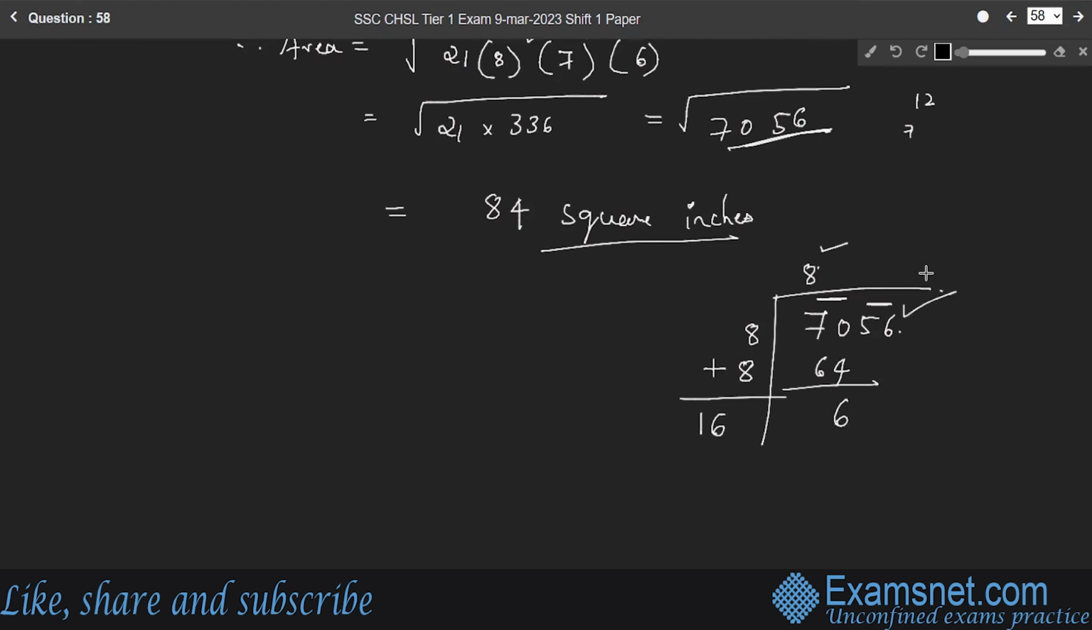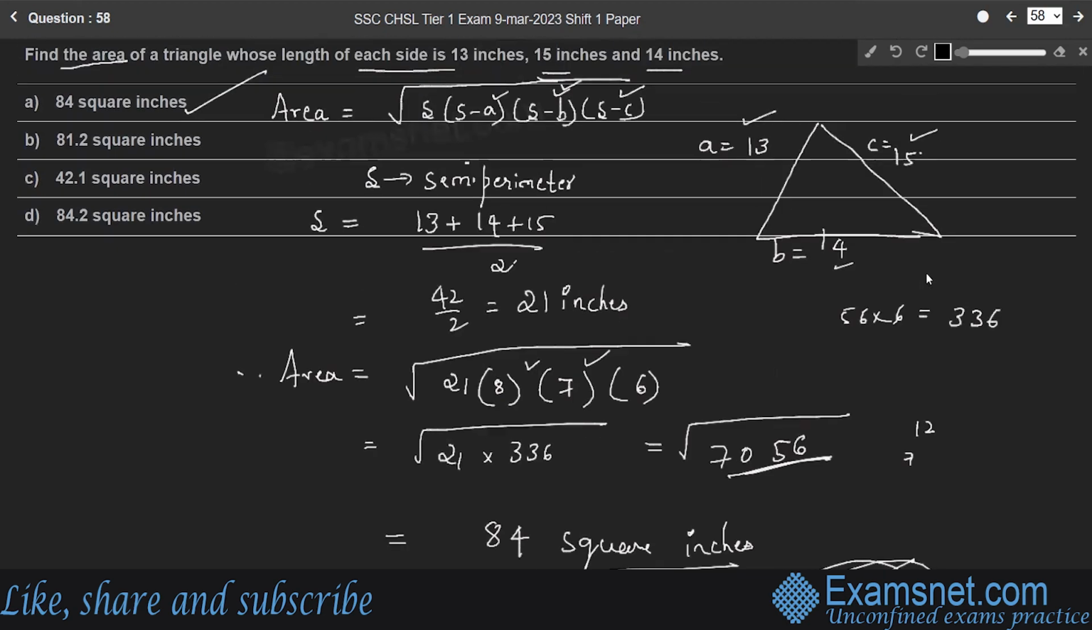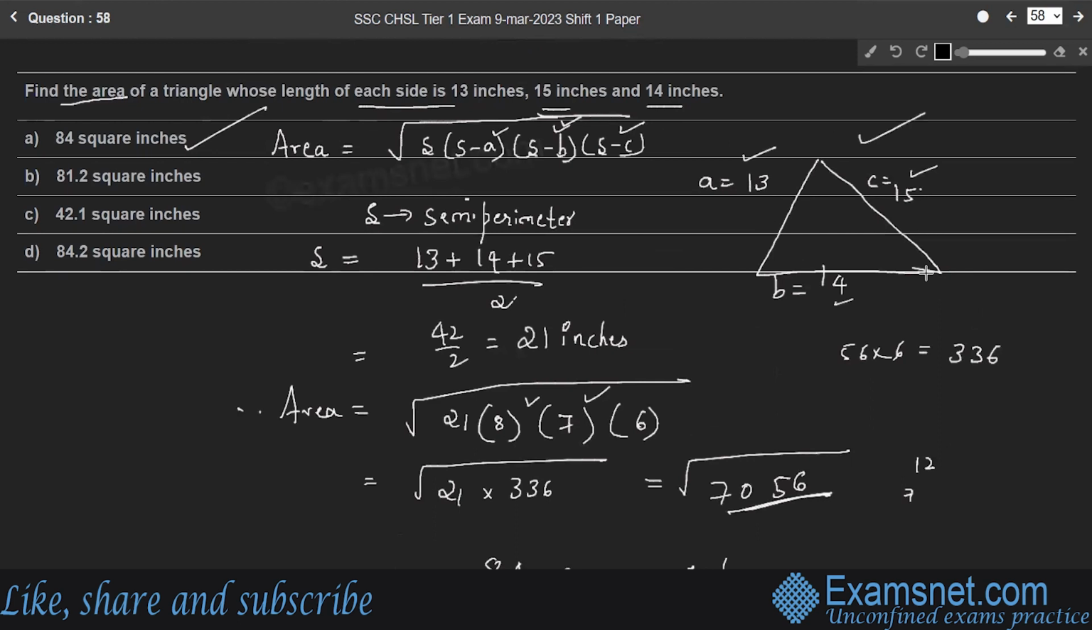Now consider other two numbers, which are 56. So you can try with 4. 164 into 4. So 4 into 4, 16. So 24 plus 1, 25. And 4 into 1, 4 plus 2, 6. Yes, it is completely divisible by, yes, 84. Therefore, square root of 7056 is 84. This is how you have to find the square root of a number, right? Therefore, area of the given triangle is 84 square inches, right?